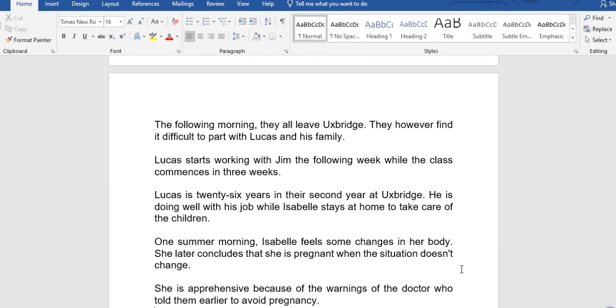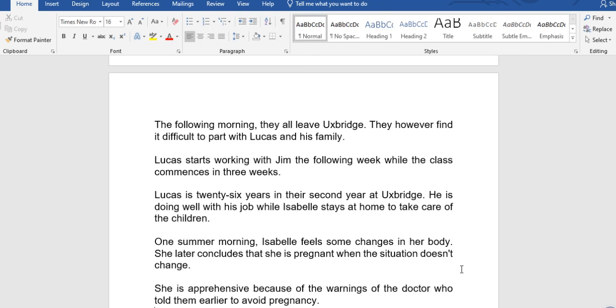The following morning, they all leave Uxbridge. They find it difficult to part with Lucas and his family. Luther, who accompanied them from Alexandria, the father, Elizabeth, and the other people.